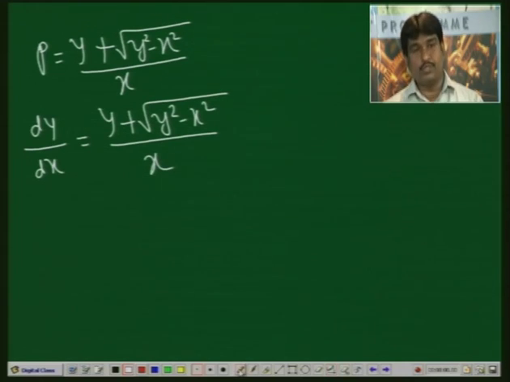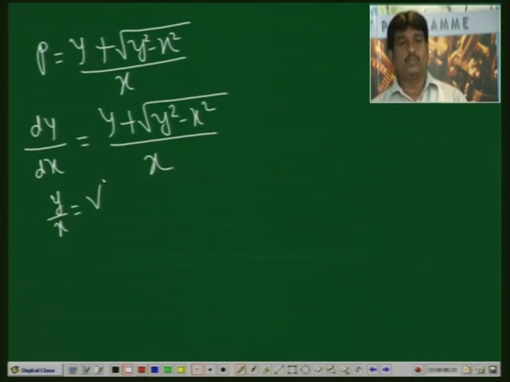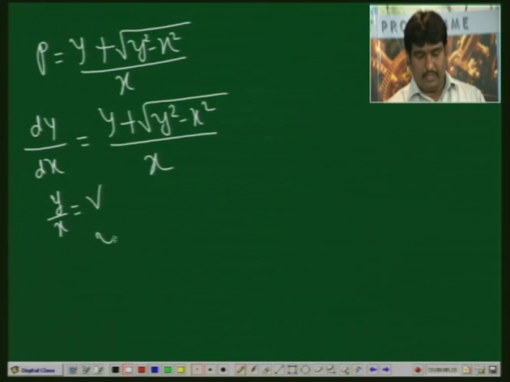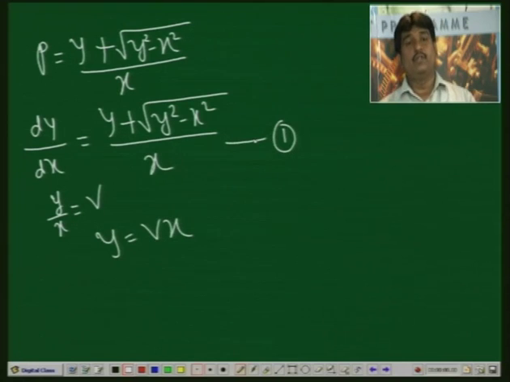We can find its solution by using the substitution y by x equals to some new variable v, or y equals to v into x. I'll call this as equation 1. I'm using the substitution y equals to vx to solve this equation 1.